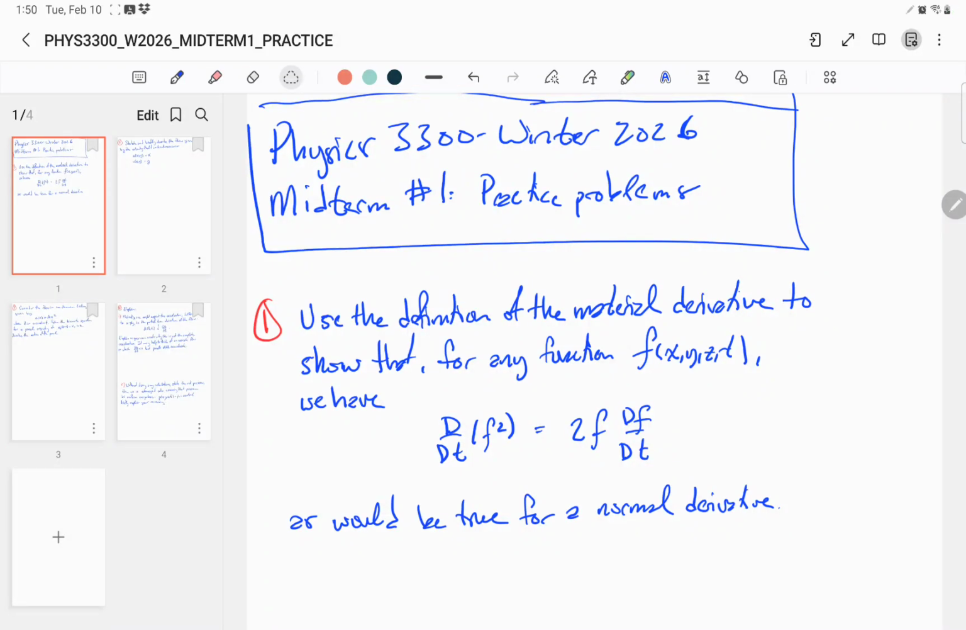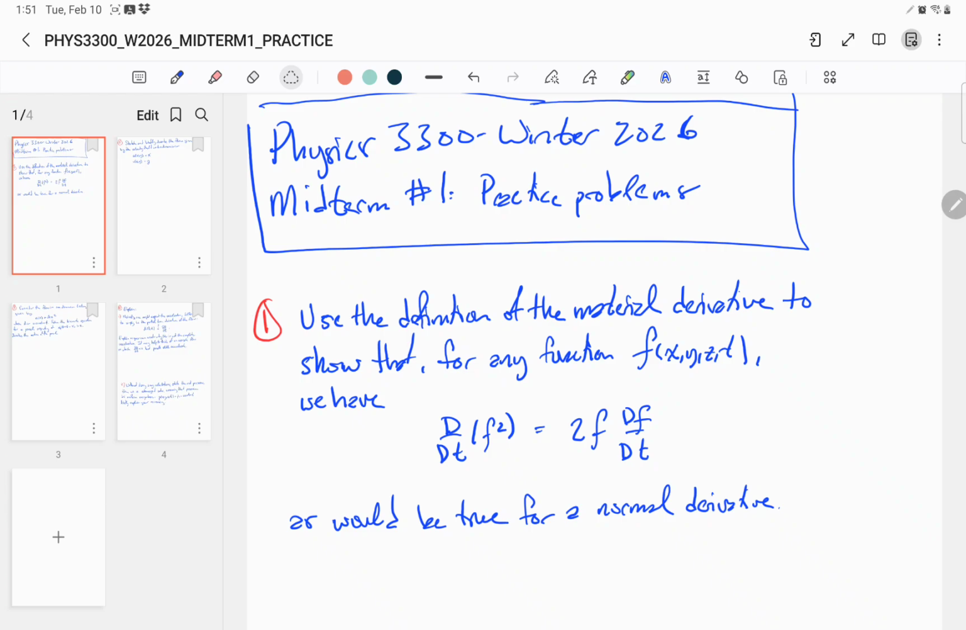Hello, everybody. This is some practice problems that I'm going to go through to help you prepare for the first midterm in Physics 3300. So I've just written out four problems here that bear some resemblance to the types of problems that you'll get on the midterm on Thursday. And so I'm just going to go through each of these problems, solve them here, and talk through the solutions. And then you can use those for your preparation.